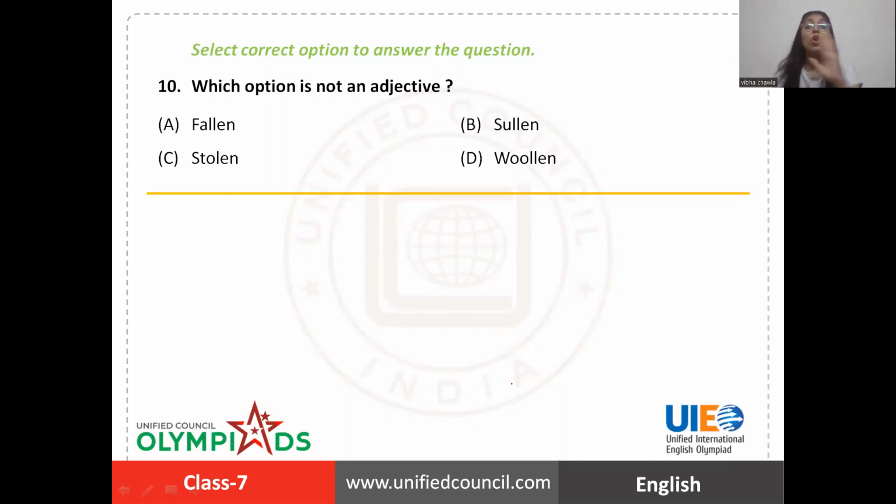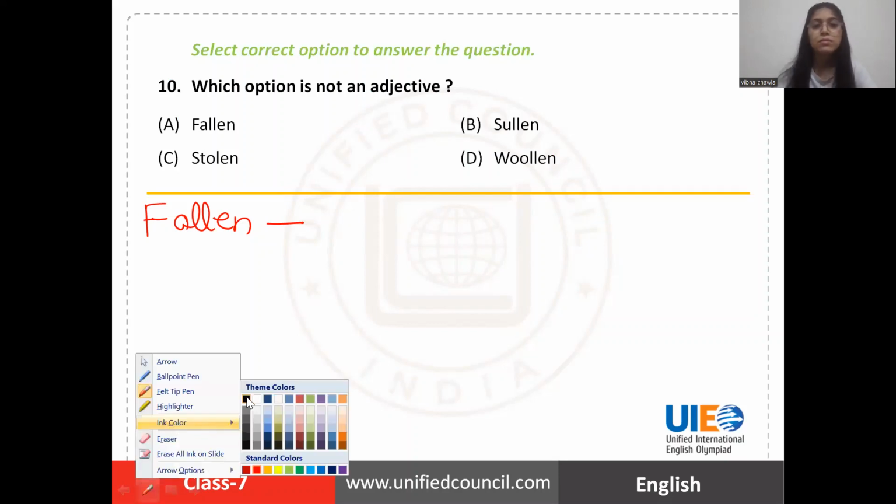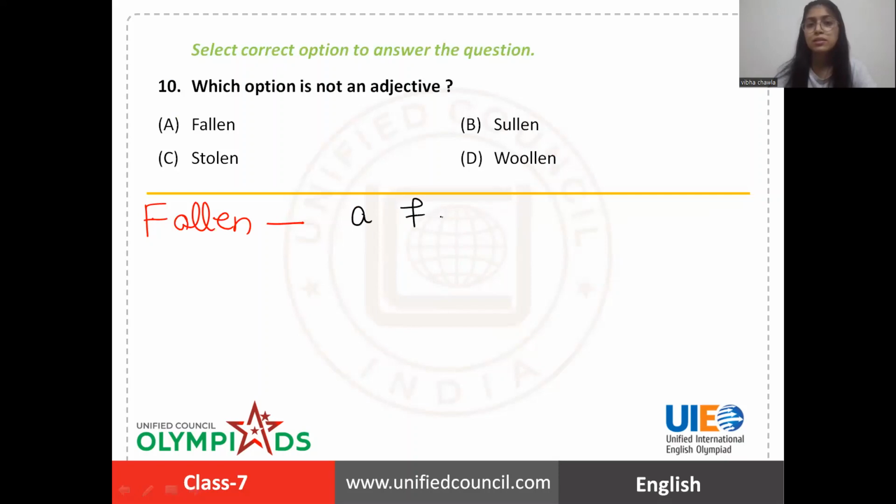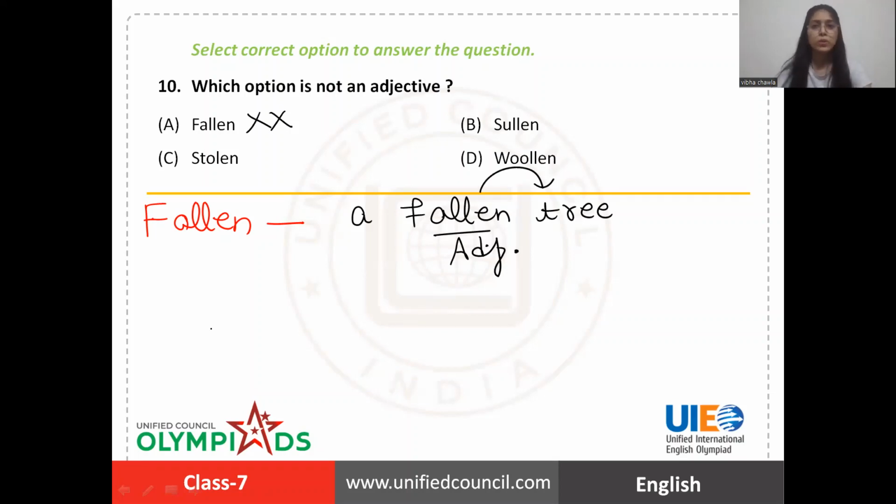Which option is not an adjective? Now let's see. First option, fallen. Fallen is an adjective. Fallen is something lying on the ground after falling. Something like after falling is lying on the ground. It is called fallen. It's an adjective. For instance, a very good example can be a fallen tree. So here it is qualifying a noun. So definitely it is an adjective. So this option can be ruled out.